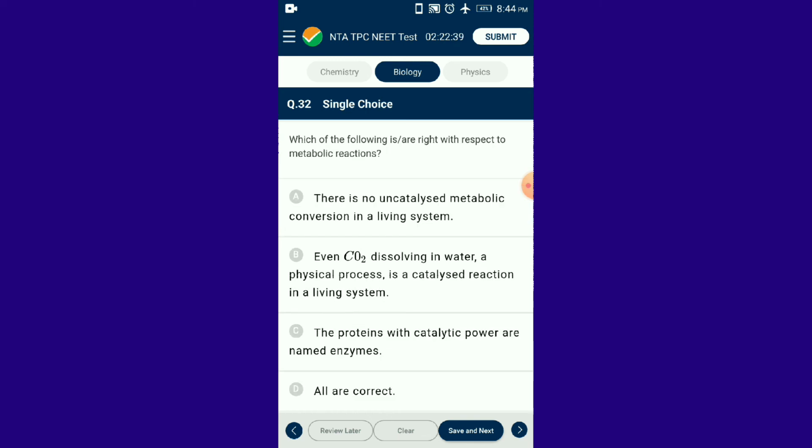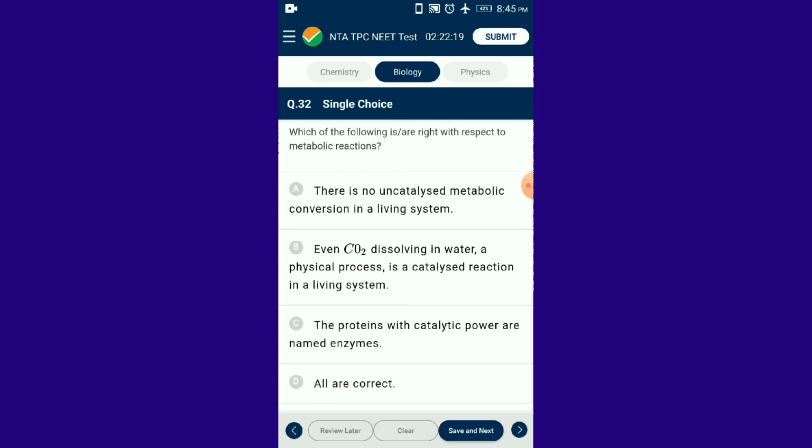Question number 32. Which of the following is right with respect to metabolic reactions? All the metabolic pathways in living organisms refer to a sequence of enzyme catalyzed reactions which convert the substance into a final product. So the answer for this question is option D. Given all the statements are right with respect to the metabolic reactions.